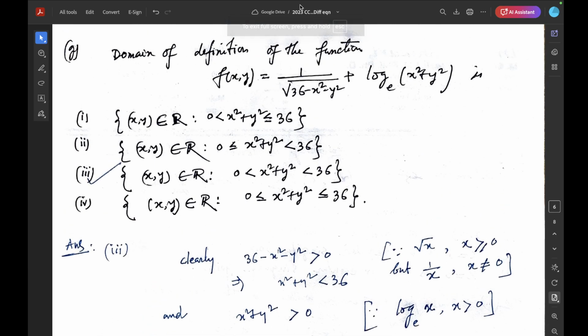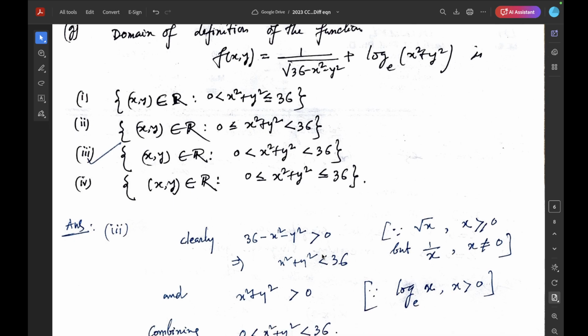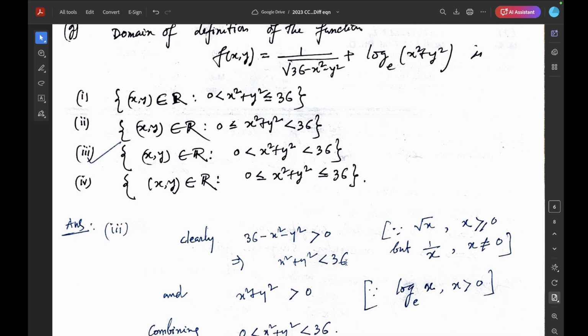Now for the term 1 by root of (36 minus x square minus y square), the term under the square root must be greater than or equal to 0. Otherwise this term is imaginary or complex. But if this term is 0, then 1 by 0 is undefined. So 36 minus x square minus y square must be greater than 0, so x square plus y square is less than 36.